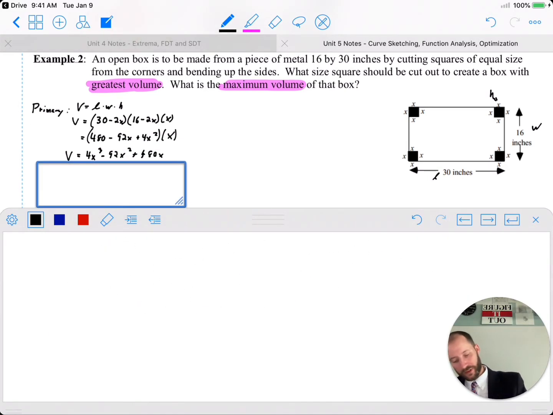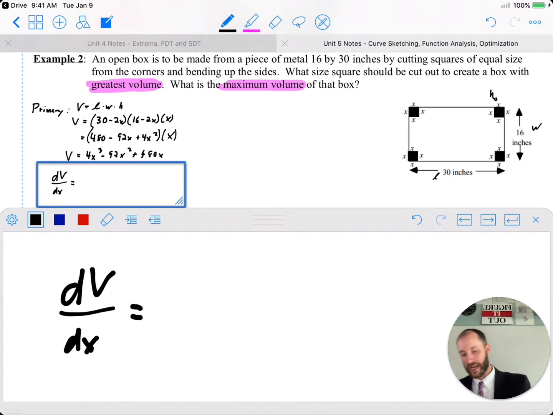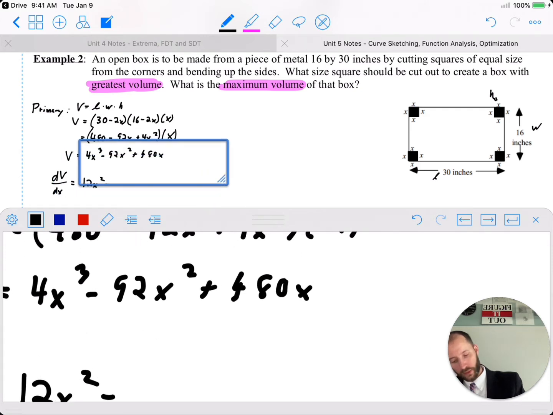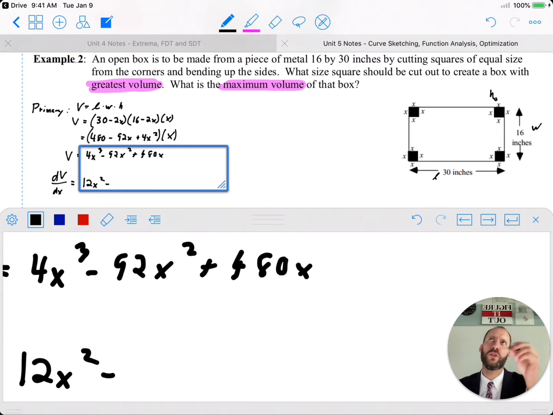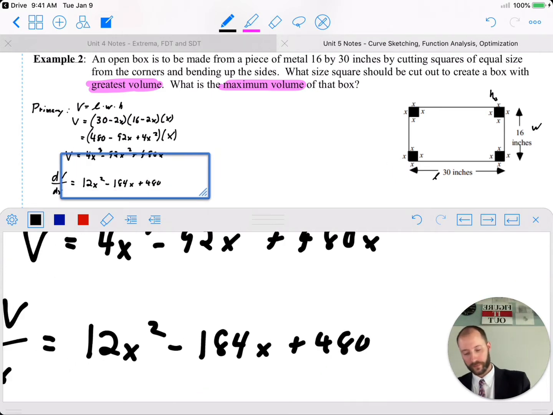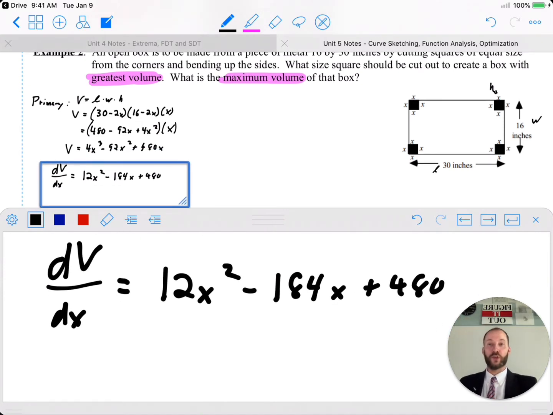So then take the derivative, dV/dx, derivative with respect to x. So bring the 3 down, 12x squared. Bring the 2 down, 92 times 2 is 184x and 480. And we want to find a maximum of this, so we want to have the derivative equaling 0.